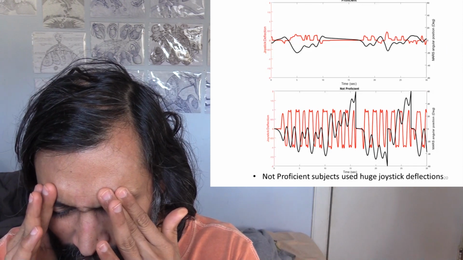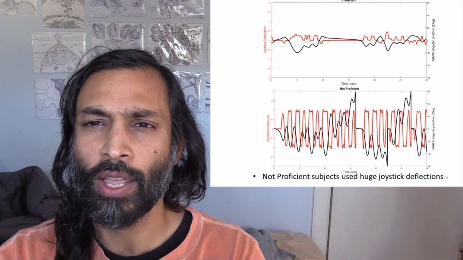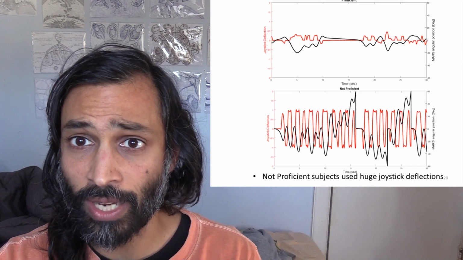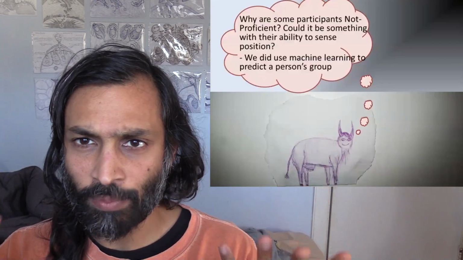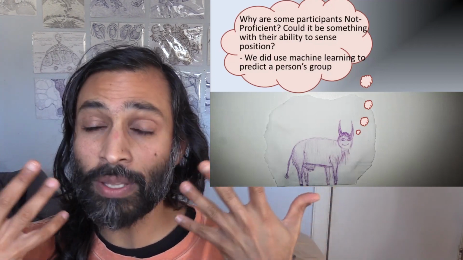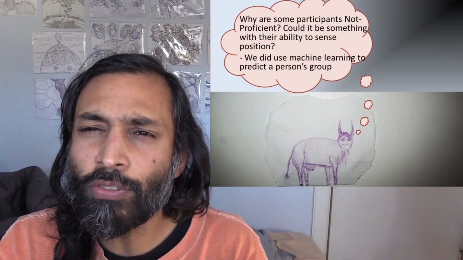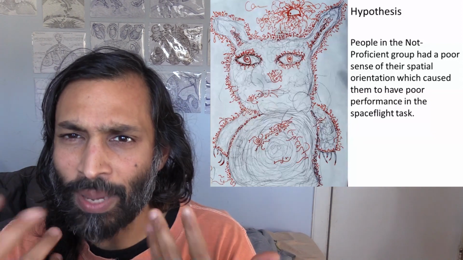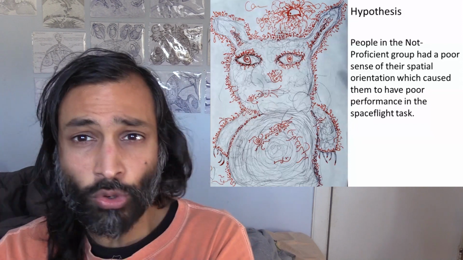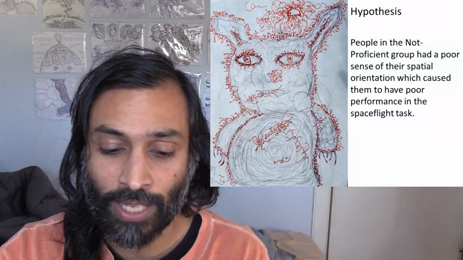Now, I am sitting and almost having a mild heart attack watching this happen in front of me, wondering why do the not proficient group participants display this kind of behavior? And one idea I came up with was maybe biologically, their vestibular sensors, maybe they're just not accurate. Maybe they just don't have a good sense of where they are in space, and therefore they can't do the task. And so really the hypothesis I came up with is people in the not proficient group have poor spatial acuity, don't know where they are, and therefore they're not being able to do the task that well. That's the hypothesis. How to test it?